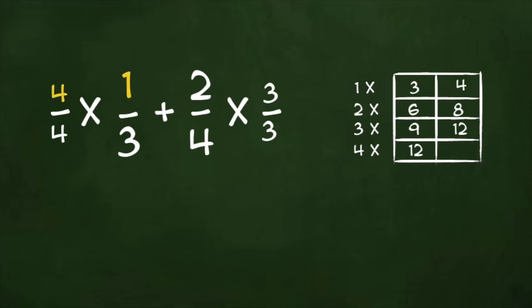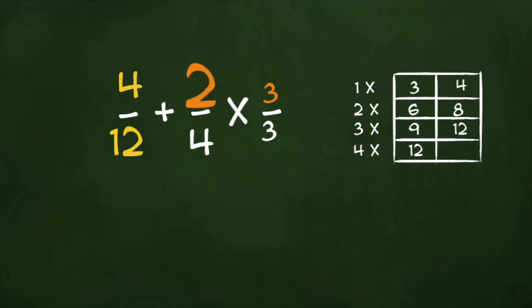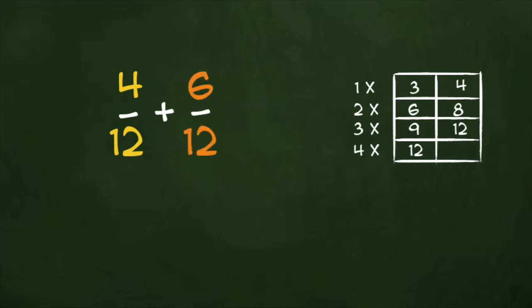Next step, we have to multiply the fractions. 4 over 4 times 1/3, which is 4 times 1 equals 4 and 4 times 3 equals 12, and we got 4/12. On the right hand side, we will multiply 2 over 4 times 3 over 3, which is 2 times 3 equals 6 and 4 times 3 equals 12, and we've got 6/12.